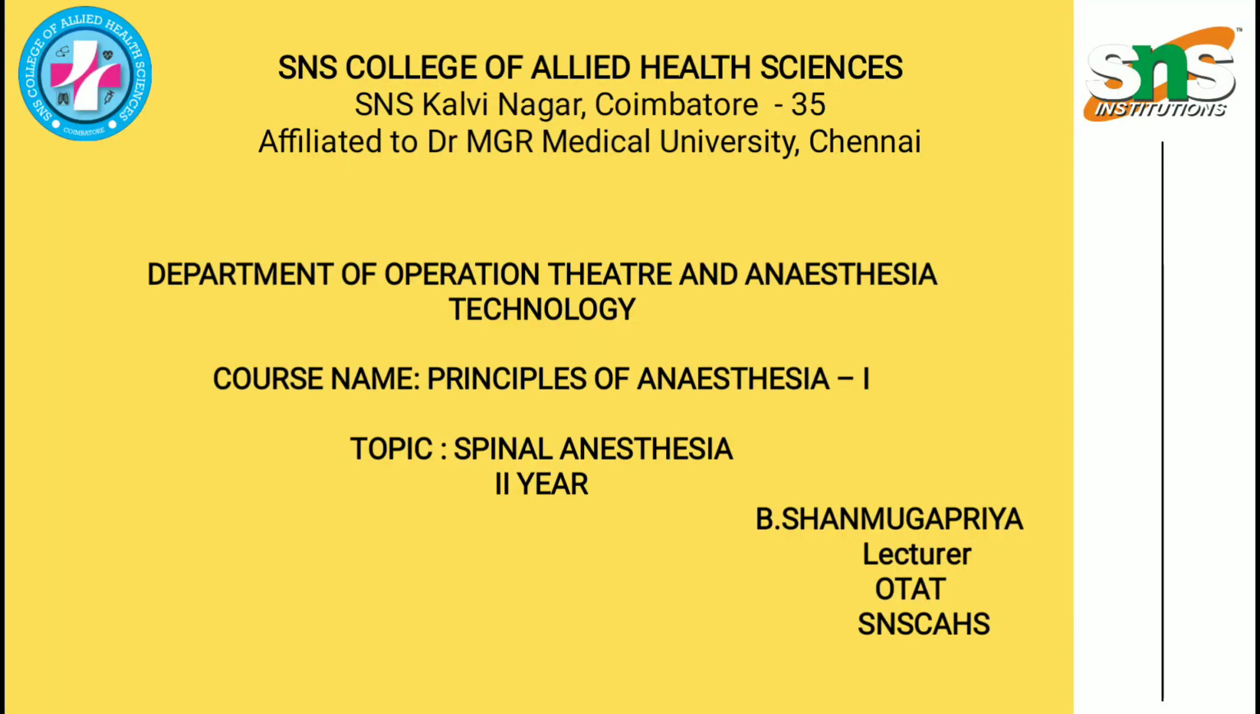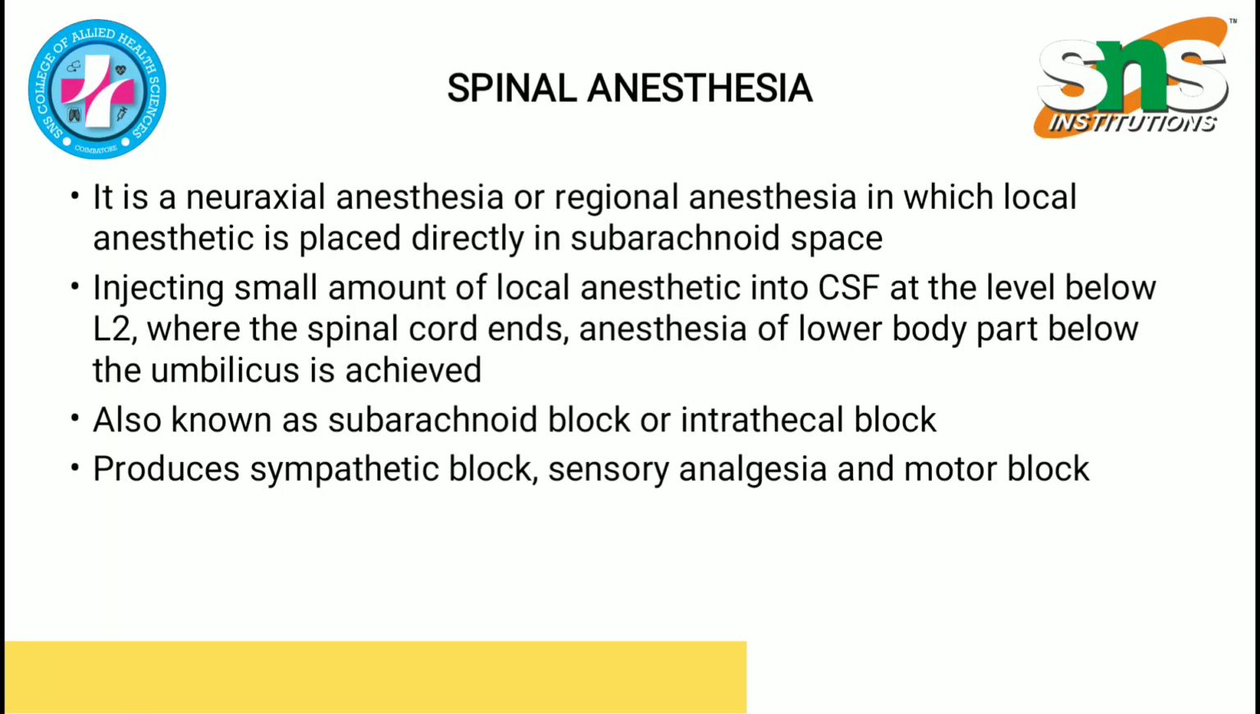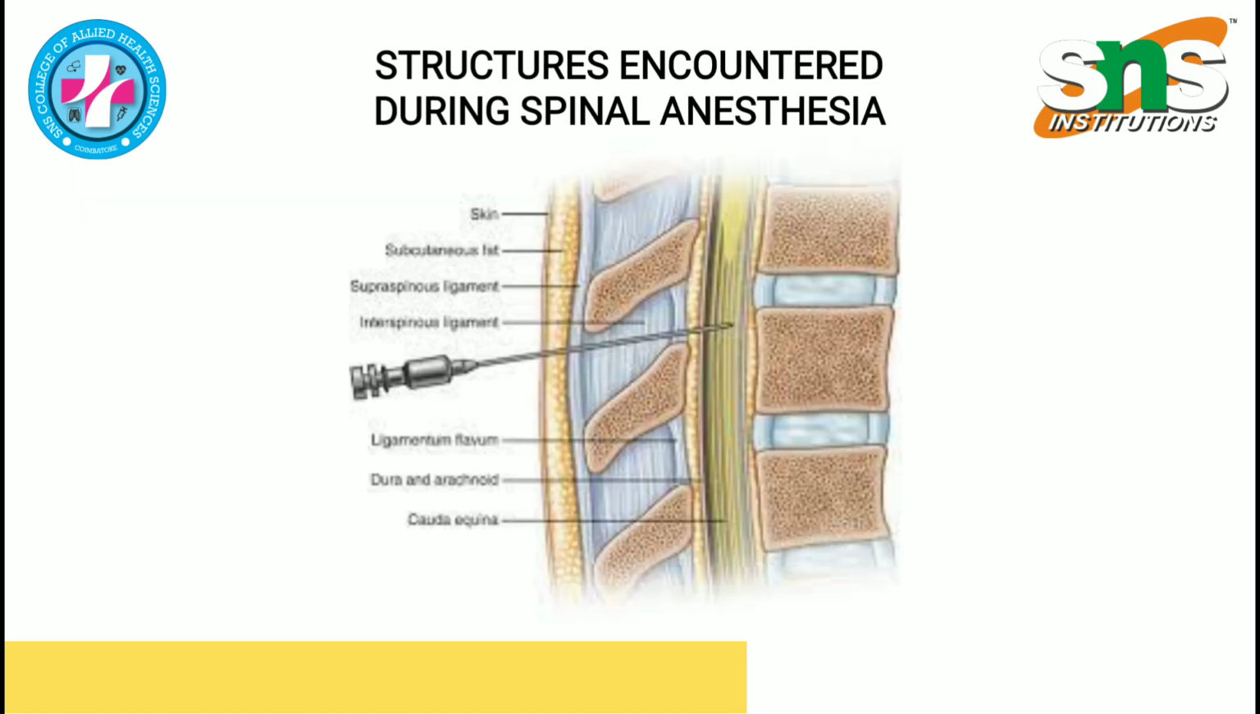Today we are going to see about spinal anesthesia. Spinal anesthesia is neuraxial anesthesia or regional anesthesia in which local anesthetic is placed directly in the subarachnoid space. Injecting a small amount of local anesthetic into the CSF at the level below L2, where the spinal cord ends, achieves anesthesia of the lower body part below the umbilicus. It is also known as subarachnoid block or intrathecal block. It produces sympathetic block, sensory analgesia, and motor block.